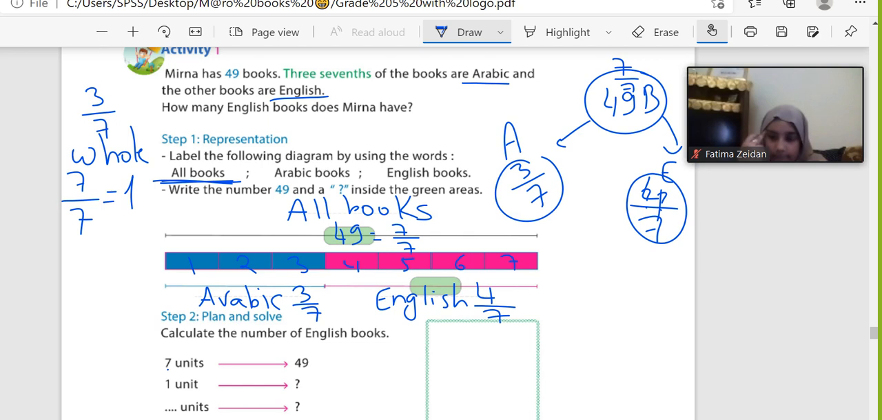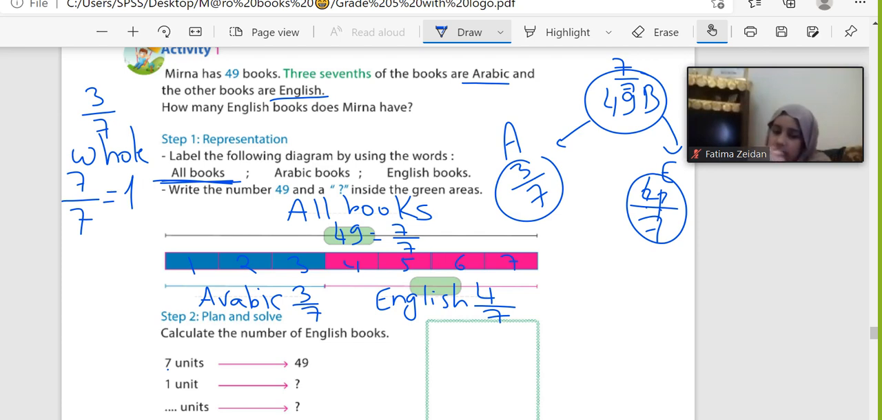49. The 1, how much can it be? Look what I will make. I will give you an example. If you buy a pen, one pen costs 1,000. 5 pens cost how much? 5,000.